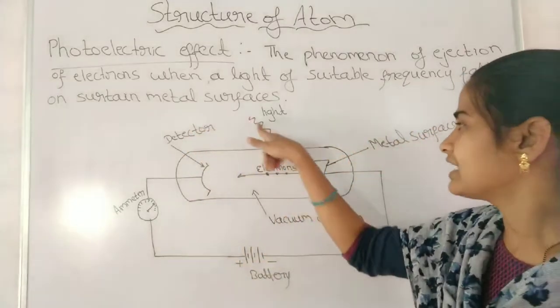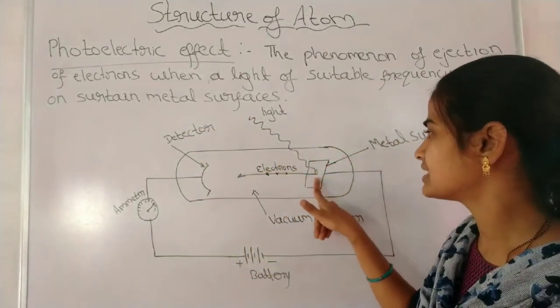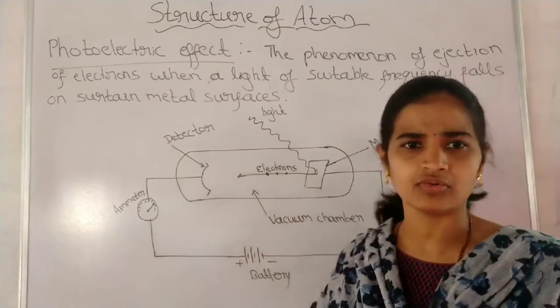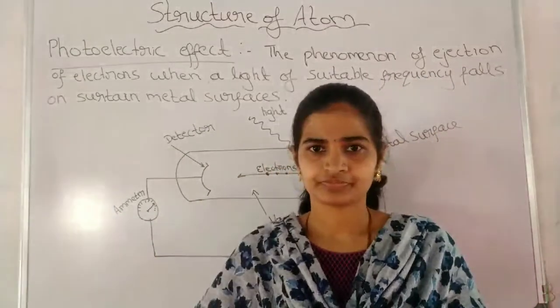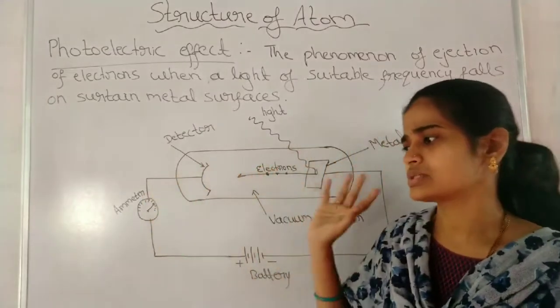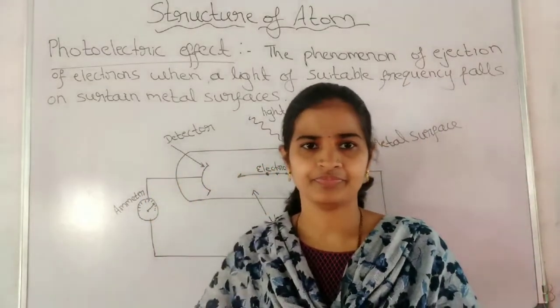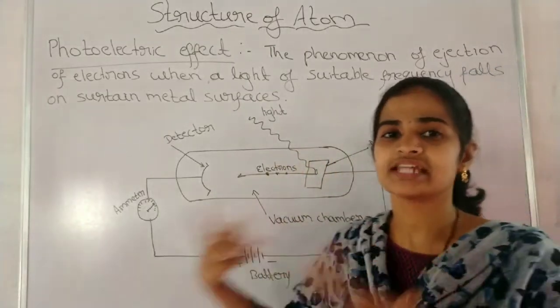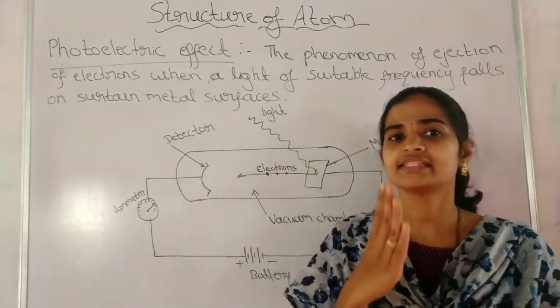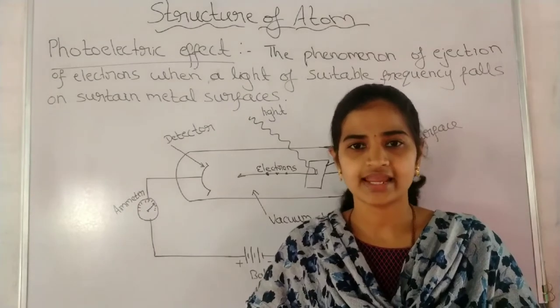When light of suitable frequency falls on certain metal surfaces, the electrons are coming out, isn't it? This itself is called the photoelectric effect. This experiment was conducted by the scientist Hertz, but further study on this was done by the scientist Albert Einstein.